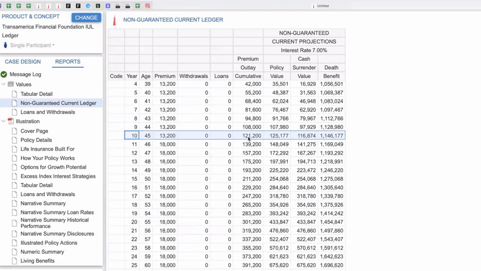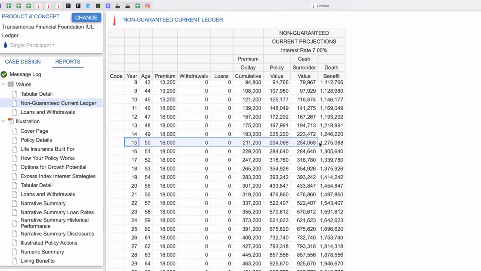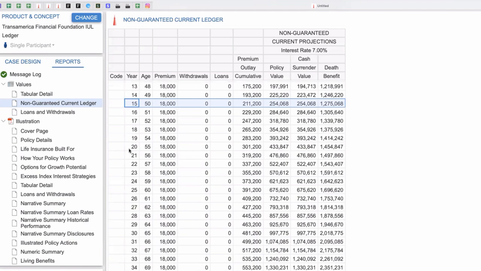Tracy, you put in 121, you have 125, you can access 116. Remember, this is what you gave, this is what you have, this is what you could touch. Year 15, you put in $211,000. You have $254,000, and you can access 254. Year 20, every 5 years, you put in 300. You have 433. You can access 433.